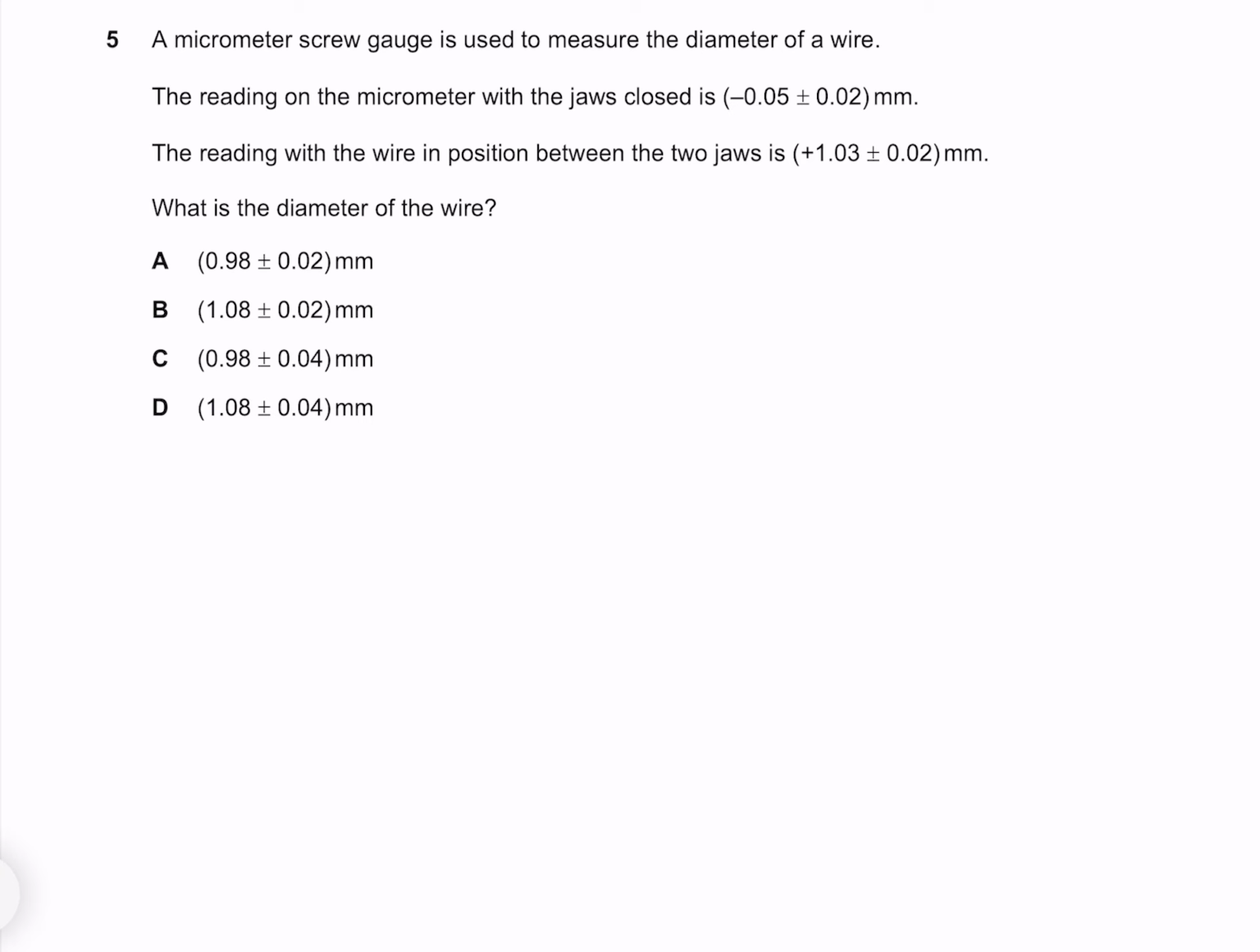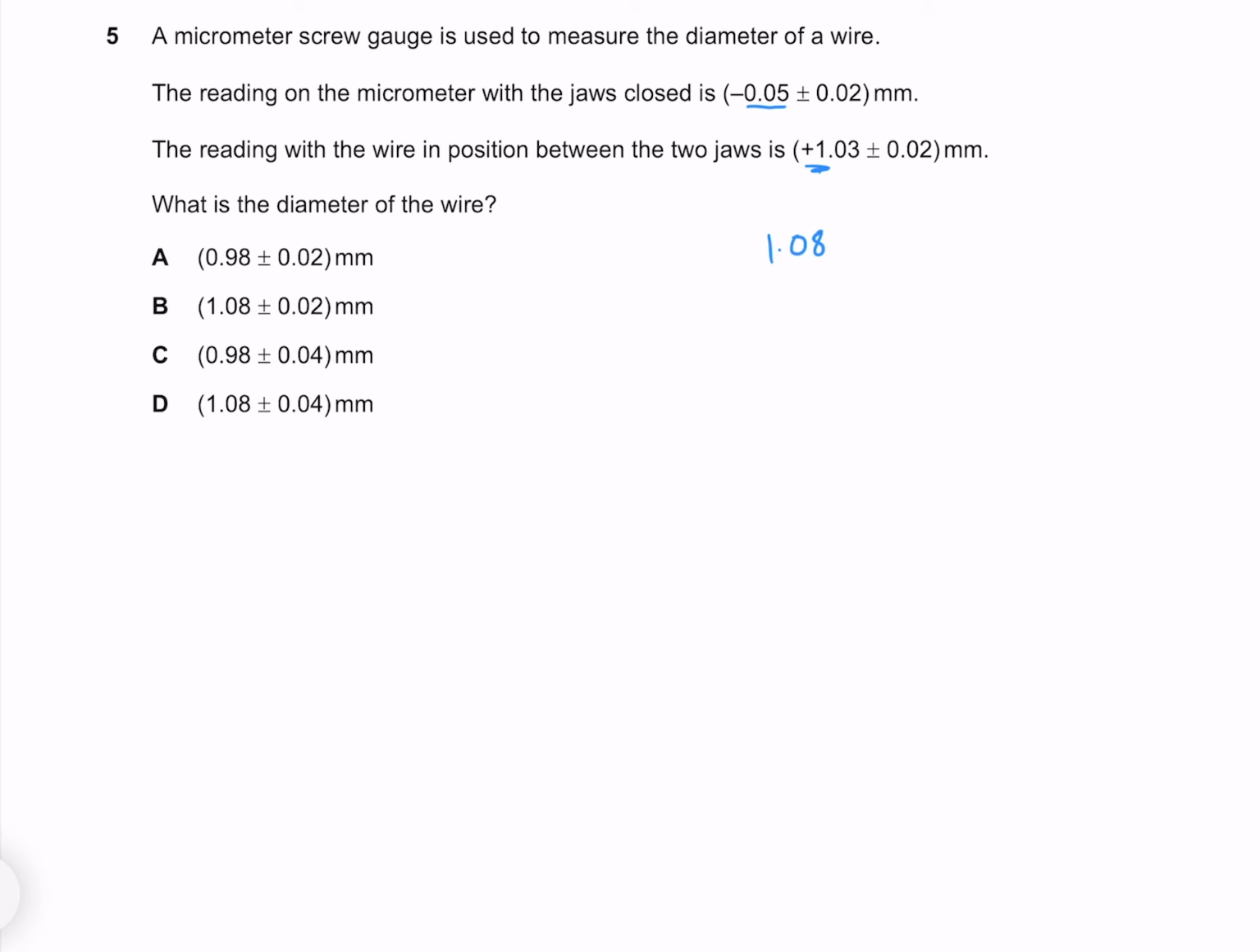If the reading on the micrometer with the jaws closed is -0.05, then we need to add 0.05 to our subsequent reading, which gives me 1.08. When you add two numbers, you sum together their absolute uncertainty. So our uncertainty must be 0.04. Our answer is therefore D.